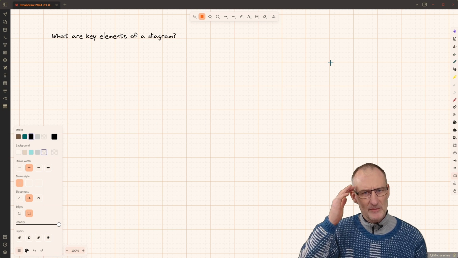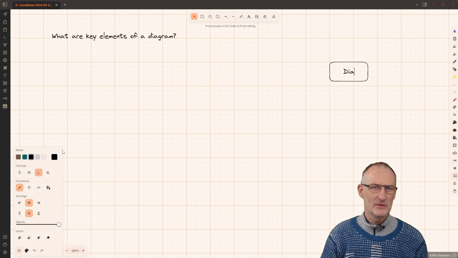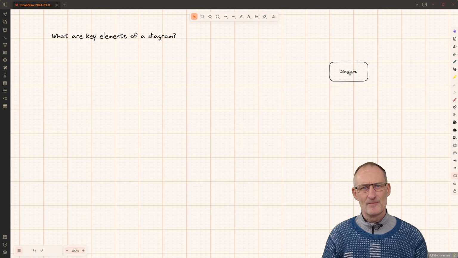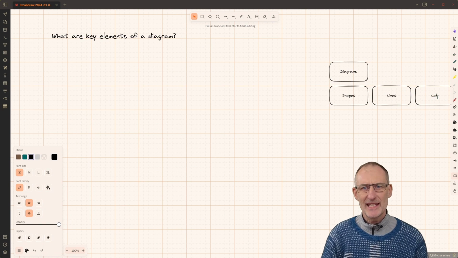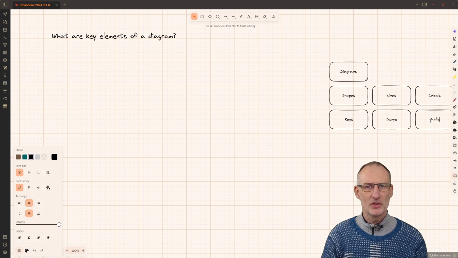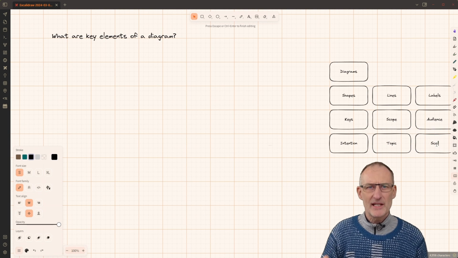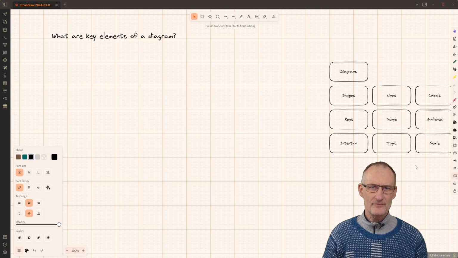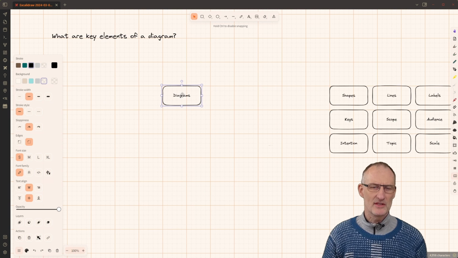With this question in mind, let's start to list some of the terms that we want to include in our concept map. The concept map is about diagrams. Terms I want to include are shapes, lines, labels, keys, scope, audience, intention, topic. We can add terms later on as we are building the model, but I think these terms are sufficient to get us started. A concept model is always about a central concept.